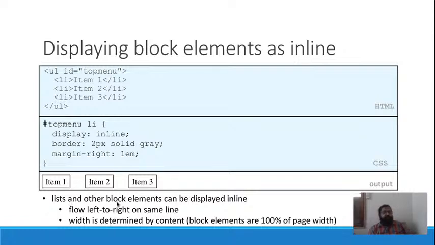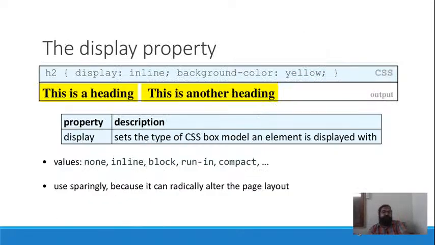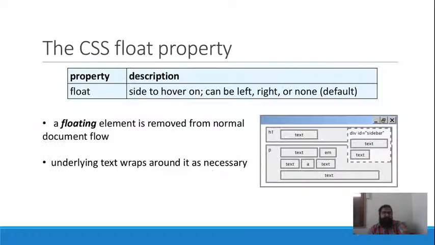So lists and other block elements can be displayed inline, flowing left to right on the same line. Width is determined by the content, and block elements are 100% of the page width. So if you consider a block element, it will be using 100% of the page width, unless you specify the width. So that is with regards to CSS.